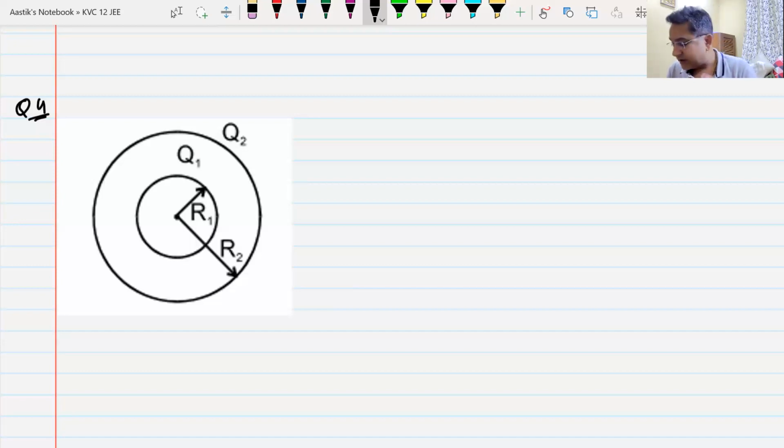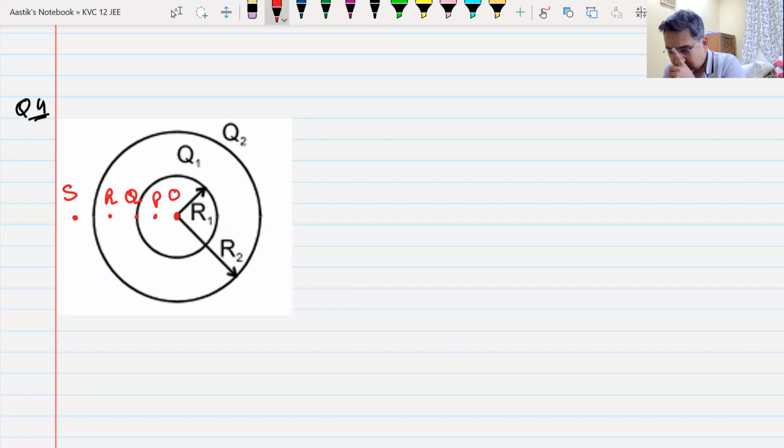Whenever such a question comes, there are 2 or 3 or 4 different points where they might ask you to find the electric field. The first point would be your center O. Then there could be this point P, which is inside the inner shell. Then this point Q, which could be on the inner shell. Then this point R between the two shells, and this point S, which is outside the outer shell.